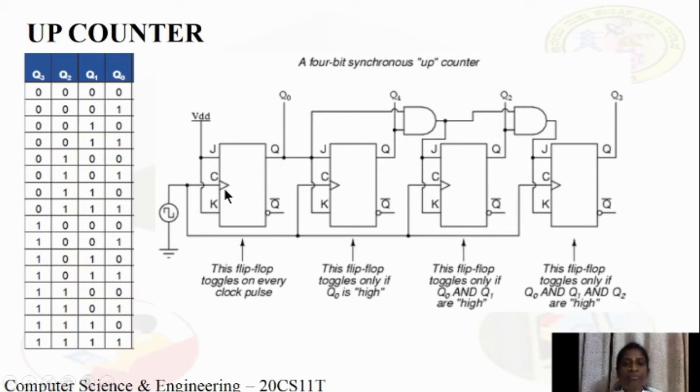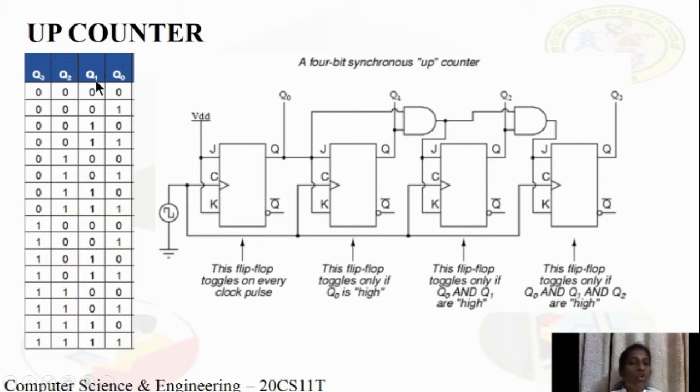Flip-flop 1. Let us observe this pattern once again. I'll repeat this one. Q0 changes its state for every clock pulse. It toggles: 0 goes to 1, 1 goes to 0. Next, Q1 changes its state from 0 to 1 or 1 to 0 whenever the Q0 value is 1.